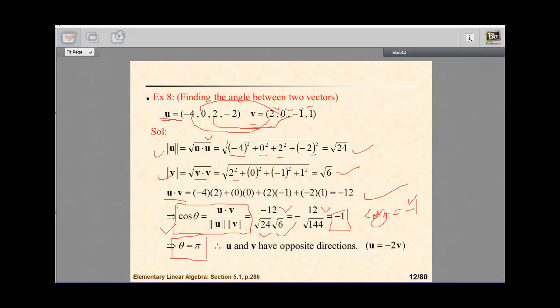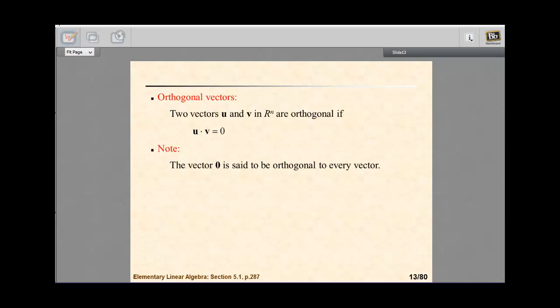When will it happen? If you remember the table of cos theta and sin theta, you know that cos 180 degree will be equal to minus 1. So it means theta will be equal to pi. So this is the answer of this question: find the angle.